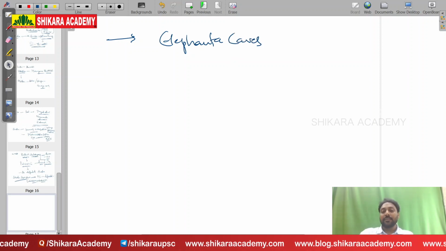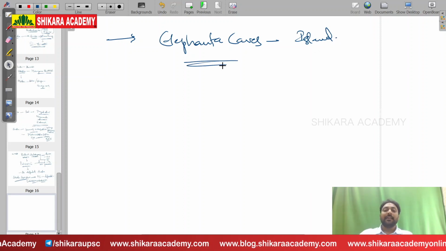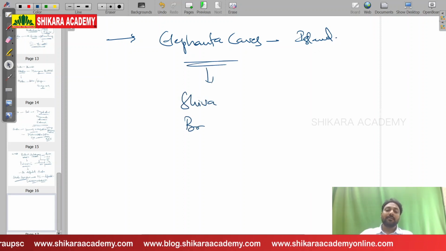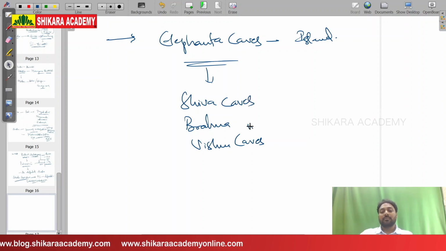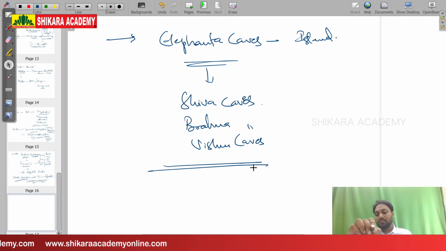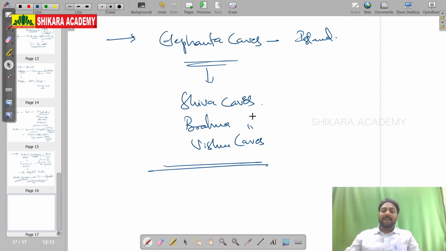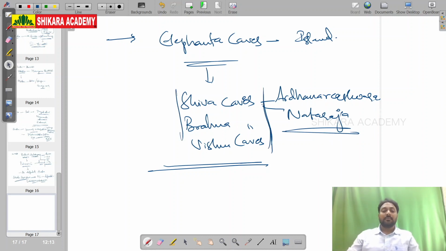The Elephanta caves were constructed on an island in the Arabian Sea. The Elephanta caves have Shiva, Vishnu and Brahma caves. Here you find Shiva as Ardhanarishwara and also as Nataraja, dancing Shiva.